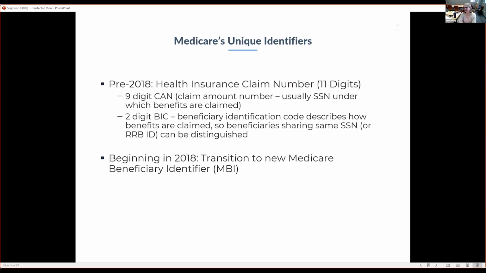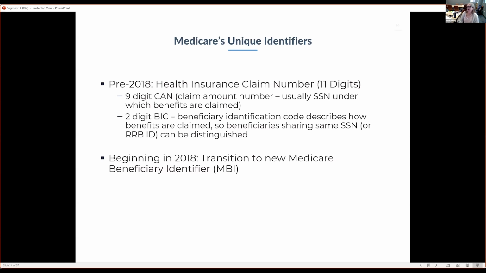Medicare has some unique identifiers. Medicare itself, in that big database that we're not allowed to see, uses what's called the health insurance claim number. And the health insurance claim number is composed of two parts. It is a 9-digit CAN, or claim account number, which is almost always a Social Security number under which benefits are claimed. So what that means is, if I'm getting Medicare benefits based on my own work history, it will be my Social Security number. But if I'm getting Medicare based on my husband's work history, then it would be his Social Security number.